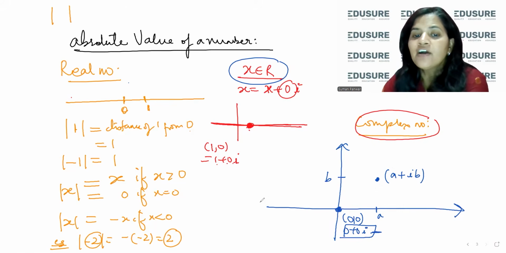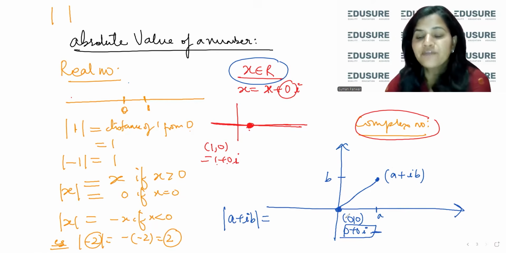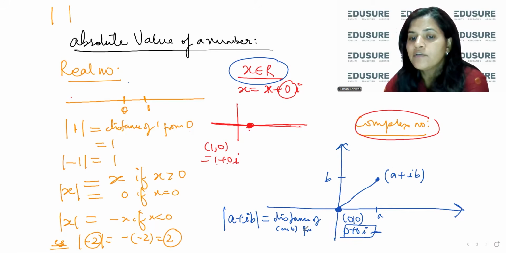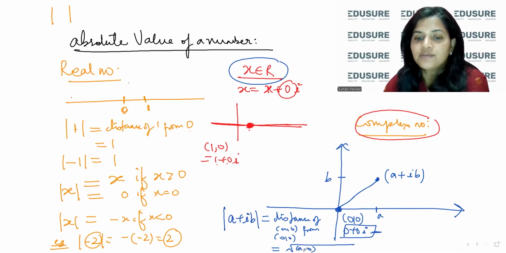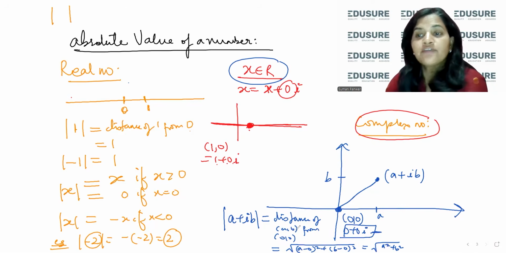So if I say, what is the absolute value of a plus ib, that is nothing but the distance of the complex number from the reference point. So this is nothing but the distance of (a, b) from (0, 0). And according to the distance formula, it is going to be the square root of (a minus 0) squared plus (b minus 0) squared, which is the square root of a squared plus b squared. So that is the definition of the absolute value of a complex number.